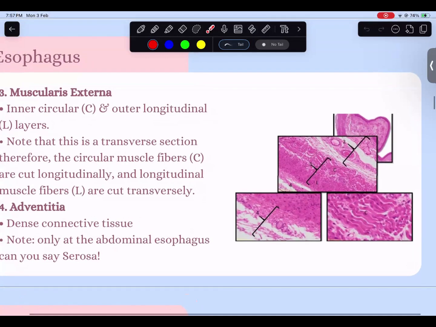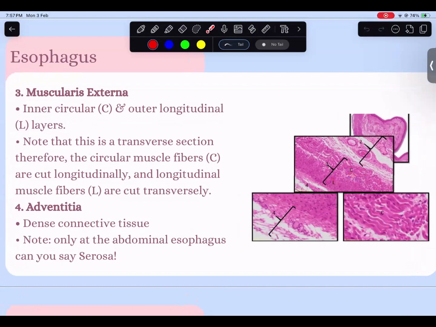So the third one is muscularis externa. Because this looks longitudinal, it's going to be the inner circular. And this, because it looks circular, is going to be the outer longitudinal. Does that make sense? Or you can just remember that anything to the inside is inner circular and anything towards the outside is the outer longitudinal. That's an easy way to remember it too.